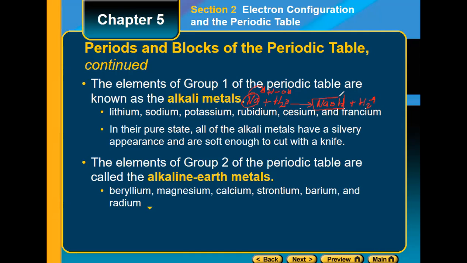Actually, all alkali metals are the most reactive elements in the periodic table. They are too reactive, the most reactive metals. In nature, it's hard to find them as pure metals or pure elements. They are always combined with other substances, and in the lab, to keep them safe, we must put them under kerosene or under oil.